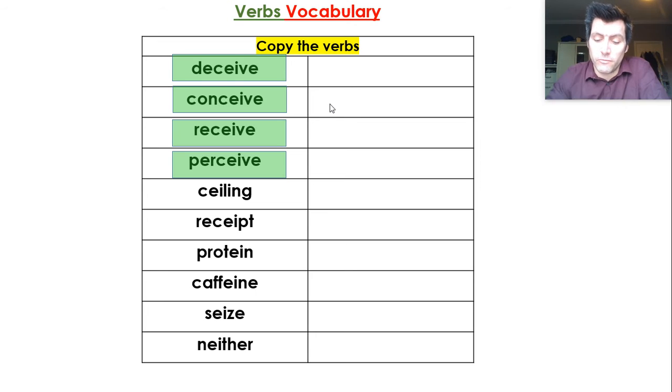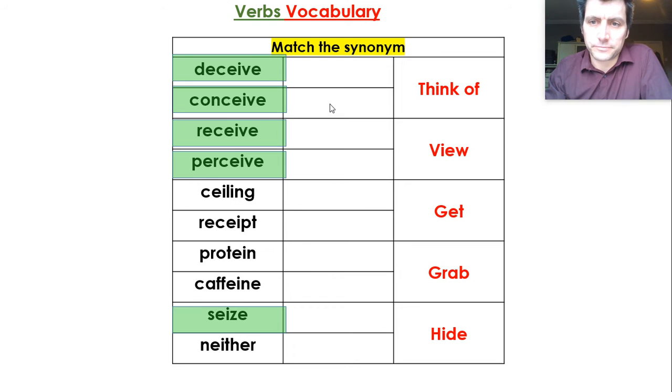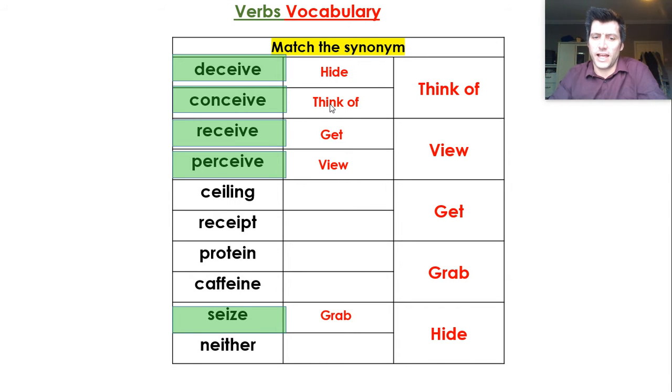Perceive is when we review. Our perception is what we've perceived, what we've viewed. And then the final one is seize. When we grab something from somebody, when we take something from somebody, we seize that. Okay, so we've got those words, and there are the synonyms. So we've got hide, think of, get, perceive, and seize. Those synonyms indicate the meaning for those 5 verbs.